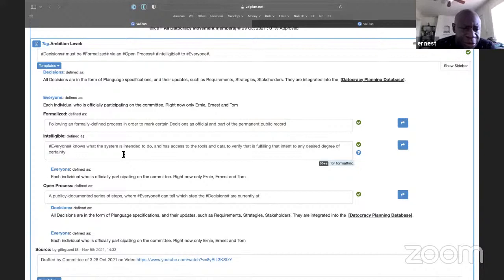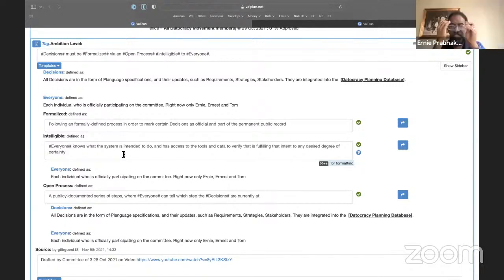It says "each individual who is officially participating." I would say "all individuals." The grammatical question is: is everyone singular or plural? Because "everyone, they," it's plural. But if you want to change it, just click on the everyone hot link and go up and change it.